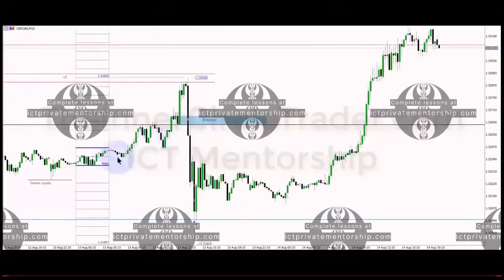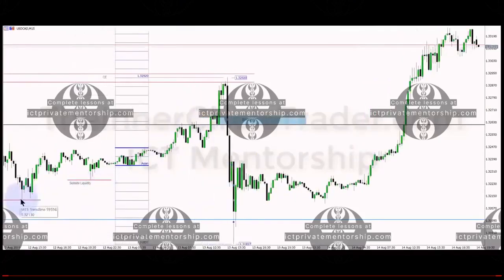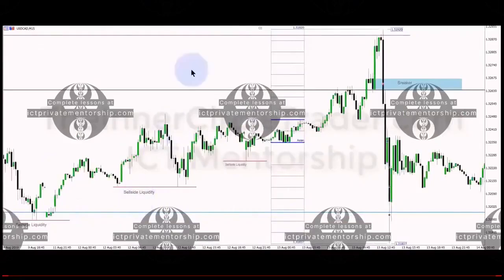Liquidity pool, liquidity pool, rejection block. Right here, lowest down close. And every relative equal low. Every point at which I exited and took partials was relative to these price points. Here, so I was pairing liquidity.